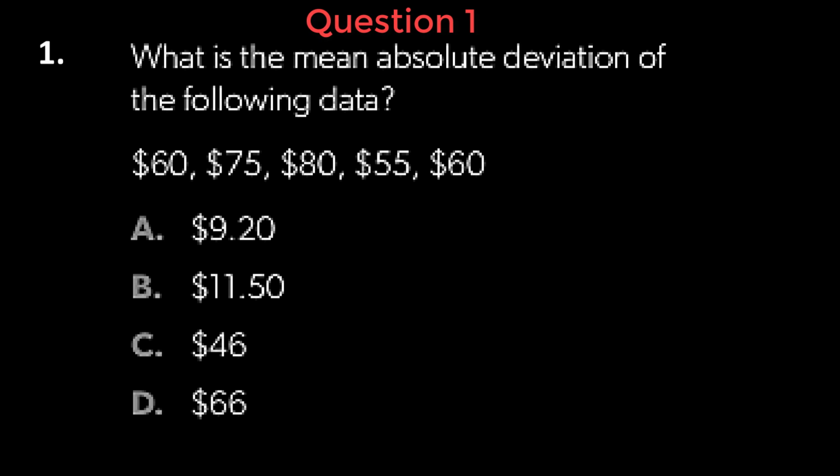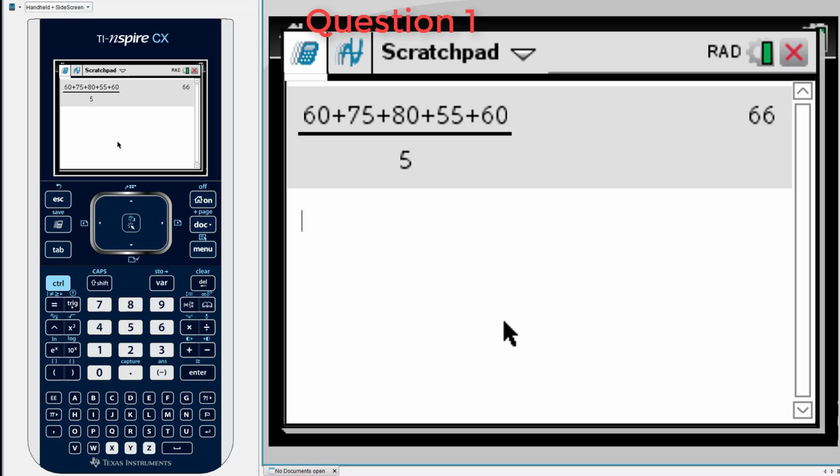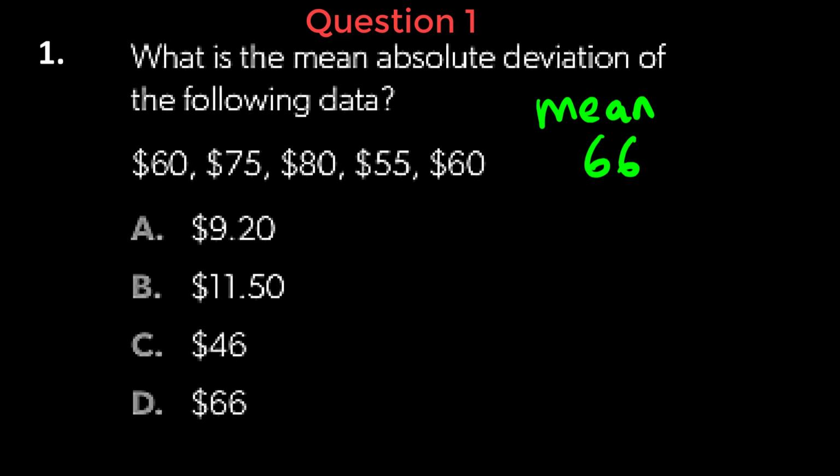Question number 1 asks us to find the mean absolute deviation of a data set. To find the mean absolute deviation, the first step is to find the mean of the given data. If we find the mean of this data, we will get 66. The next step is finding the absolute deviation, or the positive difference, of each data point from 66.